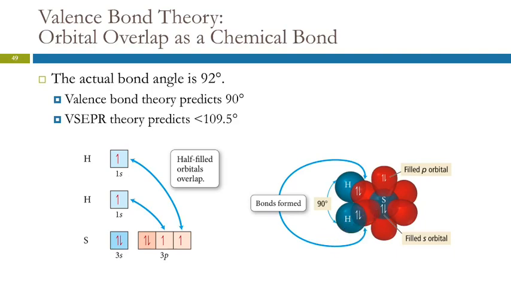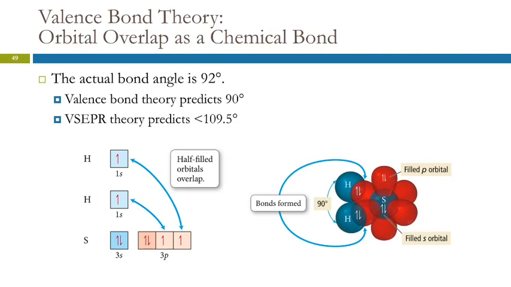So that would predict that the bond angle here is 90 degrees, right? Because that's the angle of those lone pairs, of the p orbitals. So the actual bond angle is 92 degrees. So that's pretty good, 92 versus 90. VSEPR theory predicts that it's a little less than 109.5. So here VSEPR theory seems to be a bit off. So far, so good. Let's look at something else.